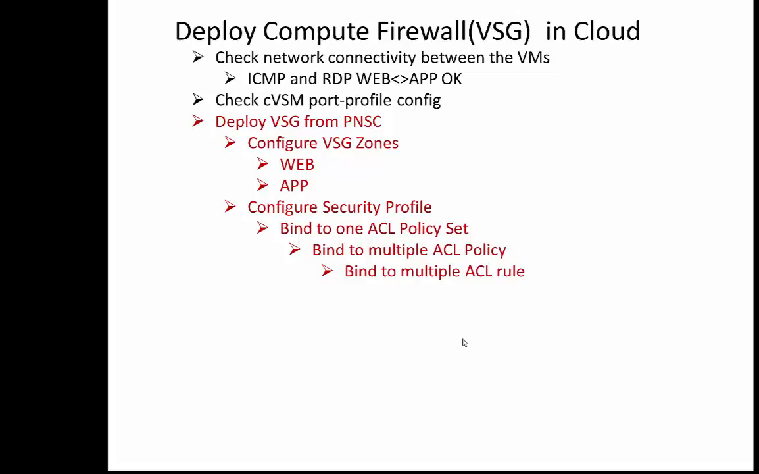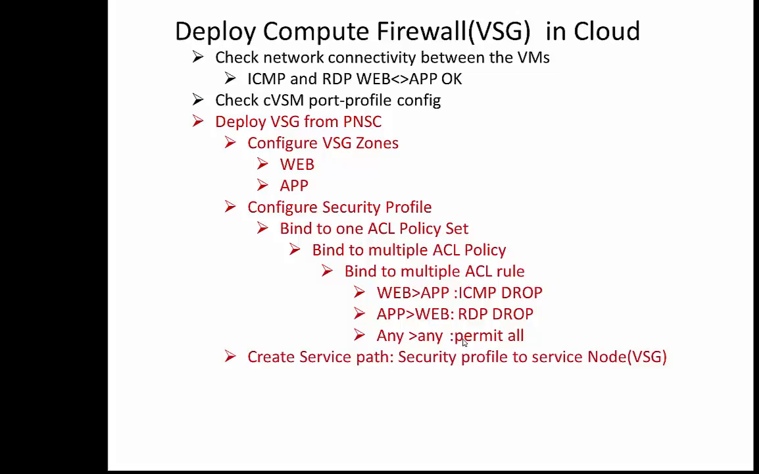And as I mentioned before, RDP and ICMP will be blocked, and we'll make one web to app, ICMP drop, app to web, RDP drop, and then we'll permit the rest, any to any. And then we'll create a service path.